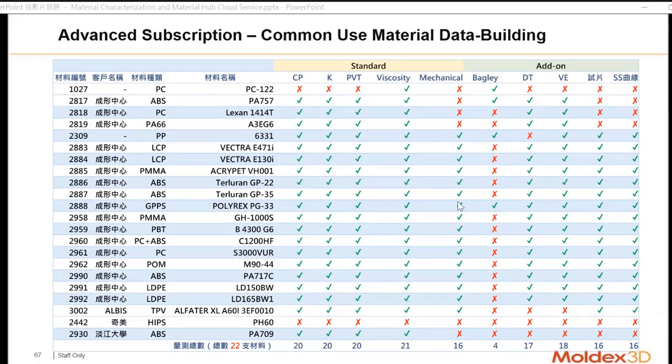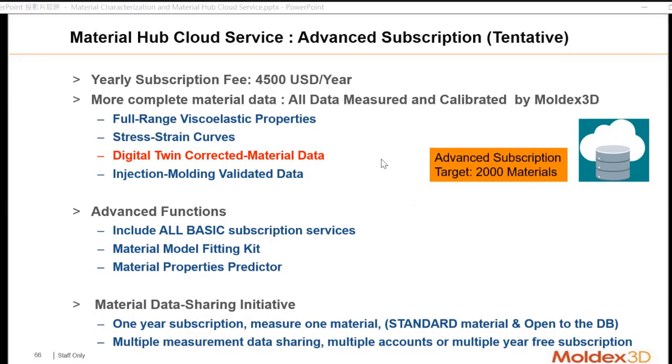Okay, this is now our ongoing measurement project. We buy the material by ourselves according to its importance in the industry, and we measure all the standard tests. So hopefully we will build the material database by our self measurement. And many of your potential customers or material suppliers can join this material data sharing initiative, help us to expand this database quickly. And hopefully our target is to expand the database into 2,000 materials.